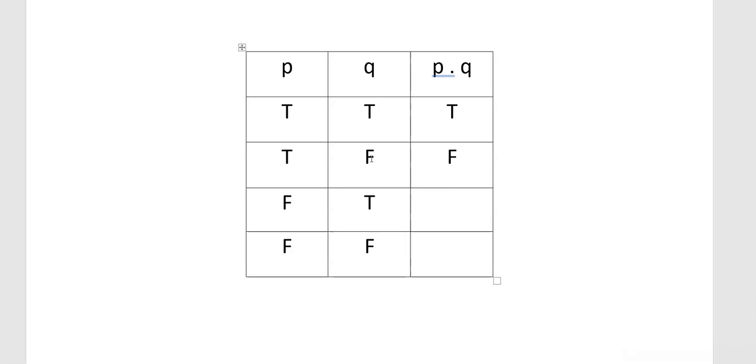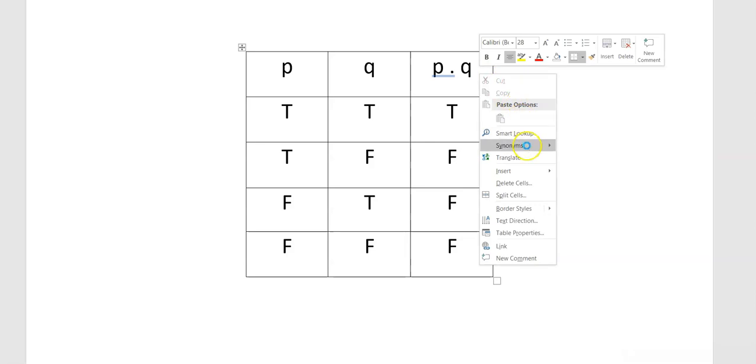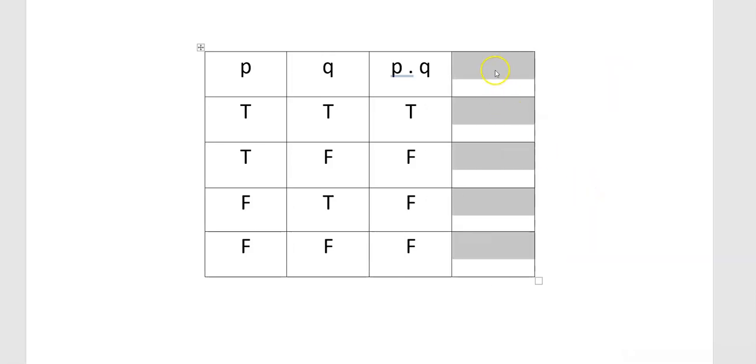Similarly, in the third row, P is false, Q is true. Again it is against the condition, so this is false. And the last one is obviously false because P and Q both are false. Now, what I want to suggest further here is, if you insert one more column to the right and change the place of P and Q.